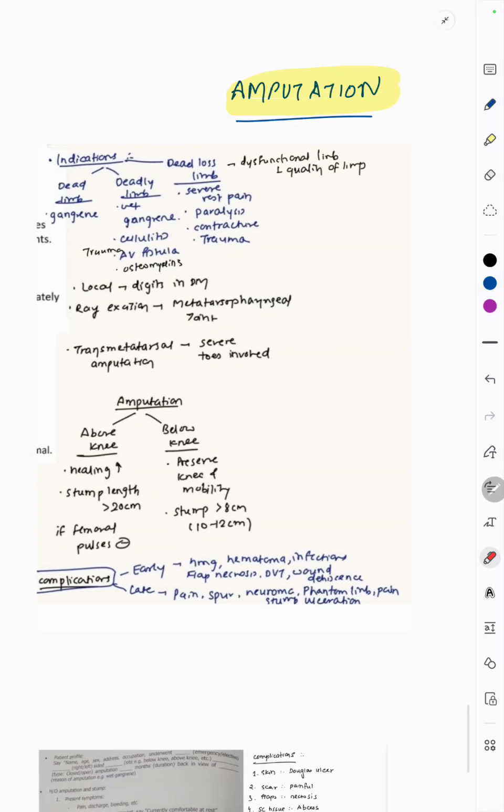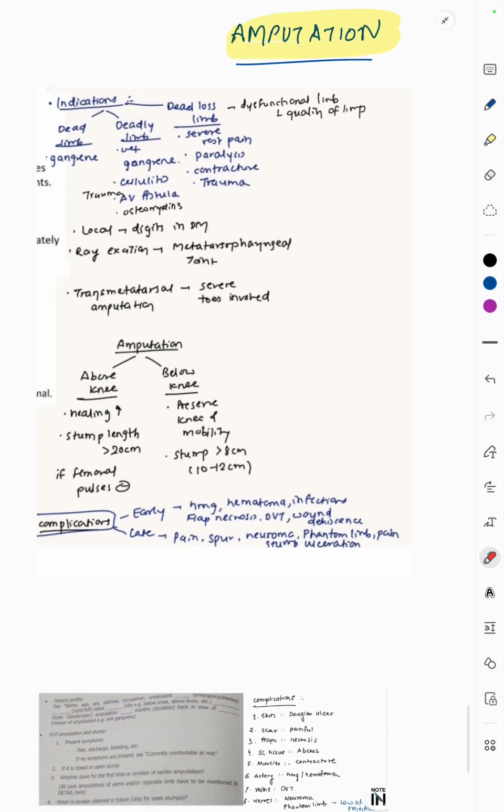And the last topic is amputation. So what are the indications of amputation? A dead limb, that is gangrene. Deadly limb, that is gas gangrene, cellulitis, AV fistula, osteomyelitis. Or it's a dead loss limb, where there is severe ischemic pain, paralysis, contracture. There's a dysfunctional limb.